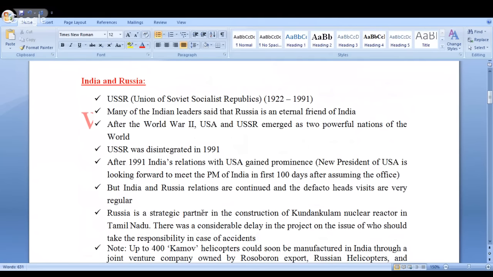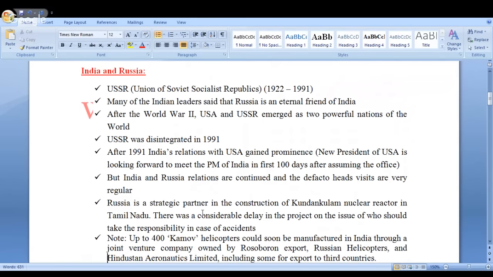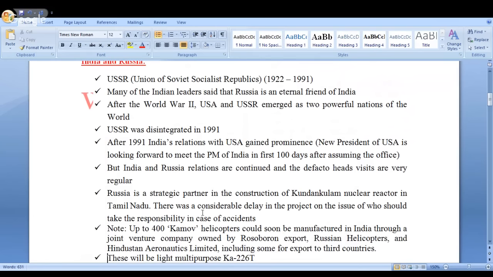Within the brackets, I have typed, please read that one: the new President of the United States of America is looking forward to meeting the Prime Minister of India in the first 100 days after assuming office. Let it be anyone, maybe Hillary Clinton or Donald Trump. But India and Russia relations continue, and the de facto heads' visits are very regular. The Indian Prime Minister visits Russia, and the Russian President visits India. These are very common things. Recently we saw that the Russian President was in India for the BRICS summit.